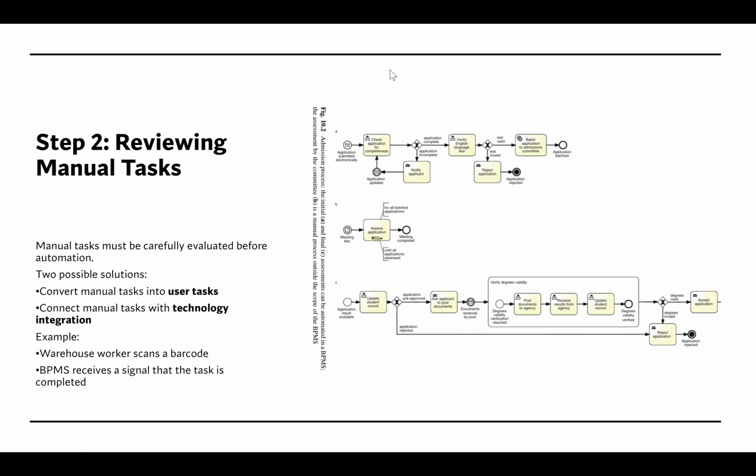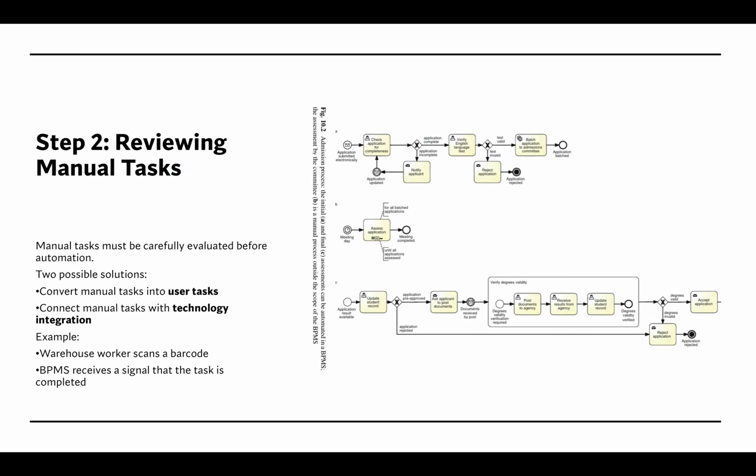Step 2. Reviewing manual tasks. After identifying manual tasks, the next step is to review them carefully before automation. There are two possible approaches. First, manual tasks can be converted into user tasks, meaning that people perform them within the system. Second, manual tasks can be connected with technology integration. For example, a warehouse worker might scan a barcode and the system automatically receives a signal that the task is completed. This allows the system to track progress even when physical tasks are involved.